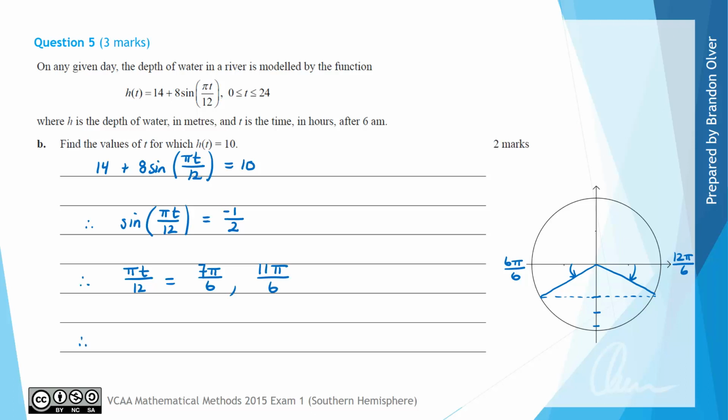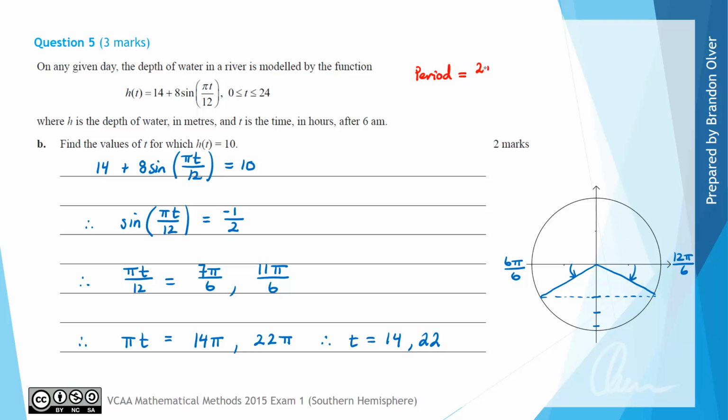Next, if we multiply each term by 12, we get pi t is equal to 14 pi, or 22 pi, and then dividing both sides by pi to get t by itself, we would have t is equal to 14 or 22. And now inspecting our domain, we are finding t values between 0 and 24, and 14 and 22 both fit within that domain. And just as an extra check, we're going to calculate the period of this function.